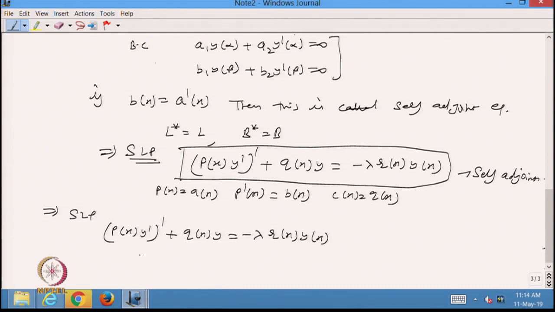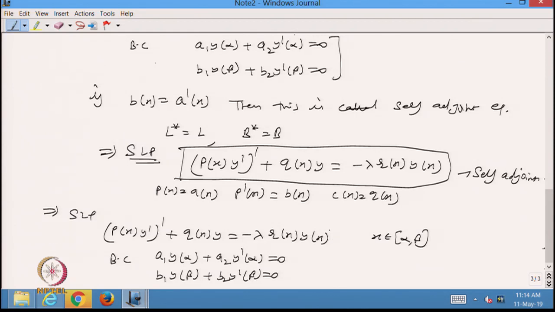with the boundary condition. So, I am taking homogeneous boundary conditions: a1 y(alpha) + a2 y'(alpha) = 0, then b1 y(beta) + b2 y'(beta) = 0. So, you can say in this case x belongs to (alpha, beta). So, this is the system of equations. I can just write that this is my equation number 1 and this is the corresponding boundary condition, I can call it 1b.